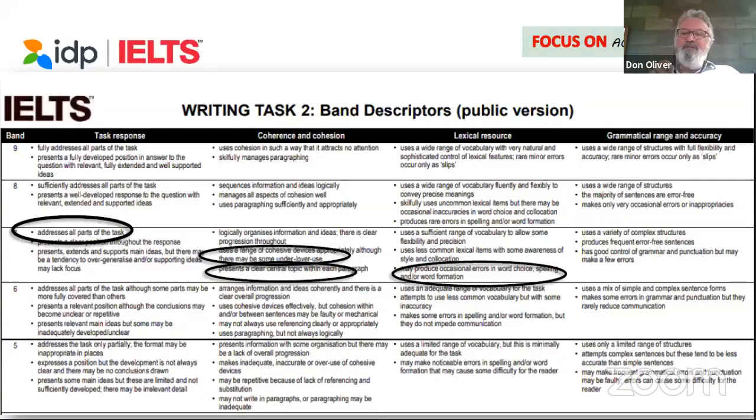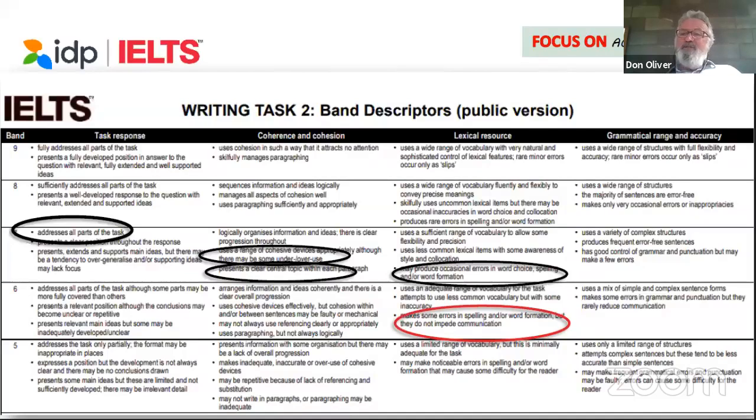In Lexical Resource, remember, Lexical Resource just means your vocabulary. At a band 7, you only have occasional errors. That means not many, maybe 4 or 5 maximum spelling errors or errors in your choice of words. A band 7 is a strong speaker of English. Remember that.